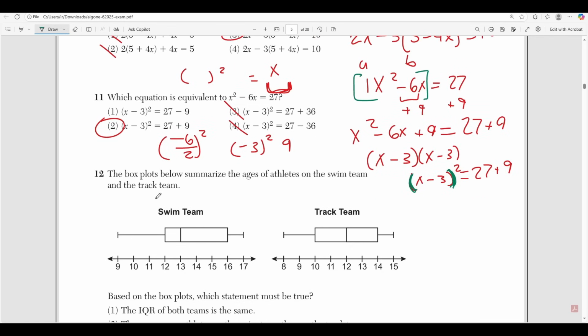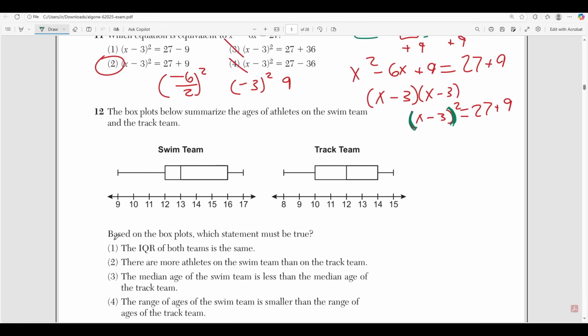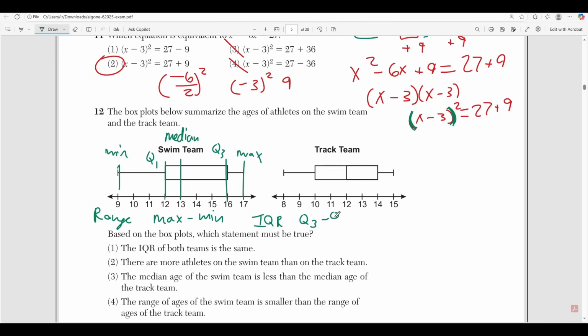So number 12 is talking about the box plots here, and it's asking us, based on the box plot, which statement must be true. The way a box plot works is that this is the minimum value, this is the maximum value, this is the first quartile, this is the median, or the middle value, and this is the third quartile. Whenever you want to take the range of a box plot, you take the max value and subtract the minimum value. Whenever you want to find the interquartile range, you take quartile 3 and subtract quartile 1.